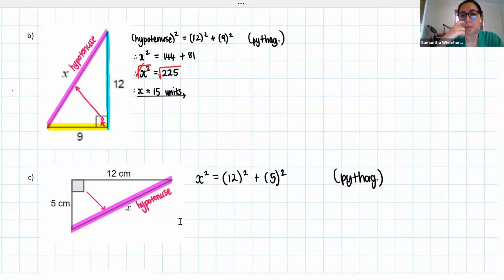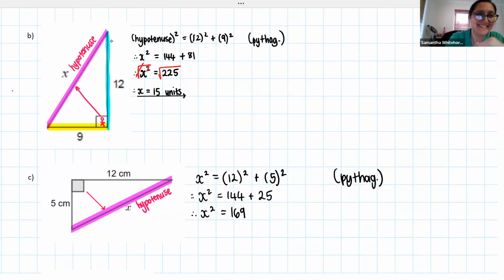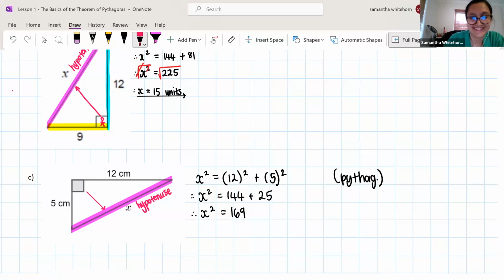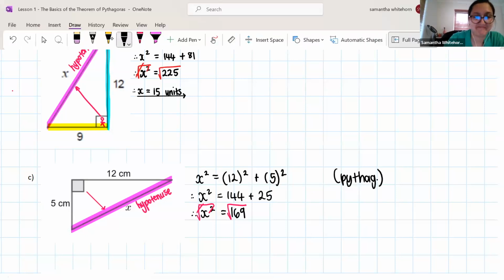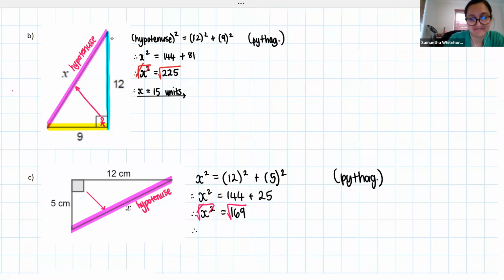Well done. So then I squared 12, got 144, squared 5, got 25. I then said x squared equals 169. But then I remembered, oh no, I don't want x squared, I want x. So then I square rooted x. Then I remembered what I do on the left, I also have to do on the right. So I had to also square root 169. Then my final answer was x equals 13 centimeters.